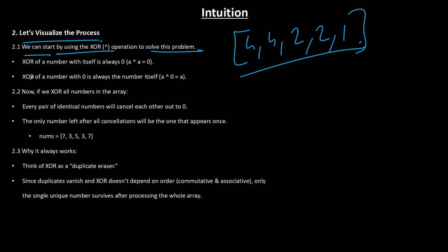Now let's understand the properties of XOR. XOR of a number with itself is always 0. It is a property of XOR, right? You don't have to put your mind into why it is 0. It's just a property of XOR. So 4 XOR 4 will give me 0.